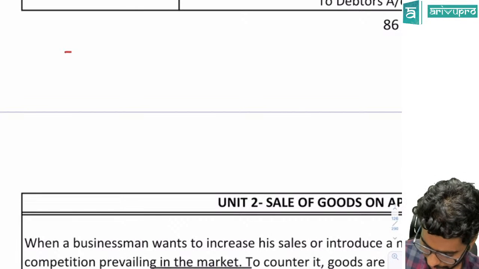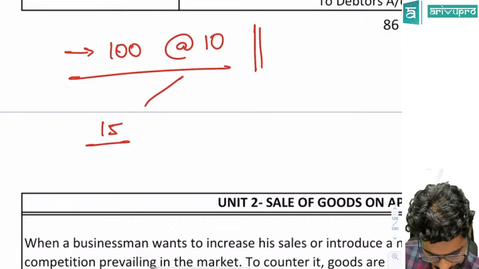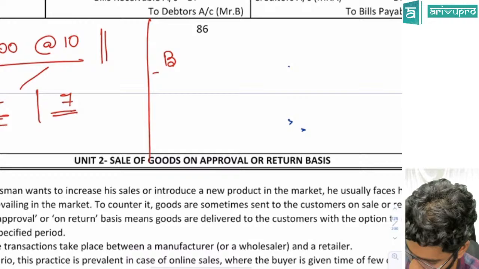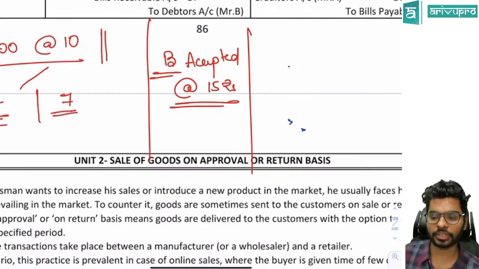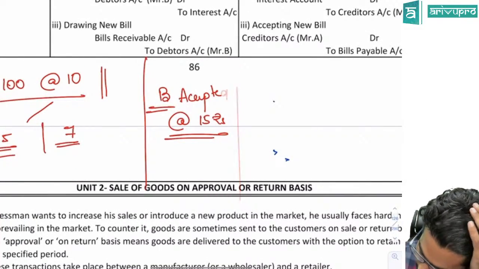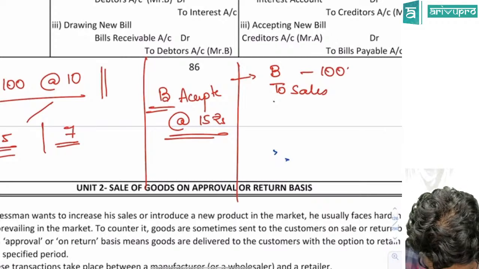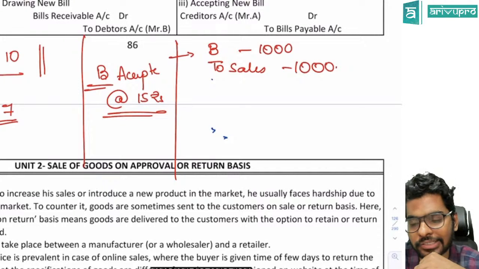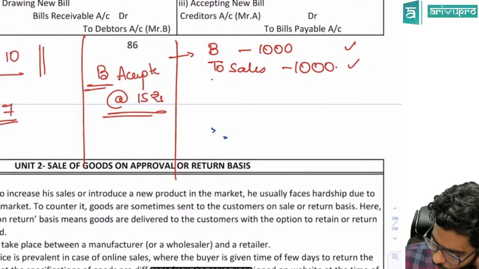Done. Now I have sent 100 units at 10. There are chances that he might accept it at a higher price or, let's say, a lower price. Now let's take a question: B accepted the goods at 15 rupees. What will be the journal entry? When you sent goods to B, first you wrote an entry as B to Sales 1000. Why? Because when you sent 100 units at 10 rupees, you recorded it at 10 rupees face value. Since we are recording it as ordinary sales, it's B to Sales 1000.